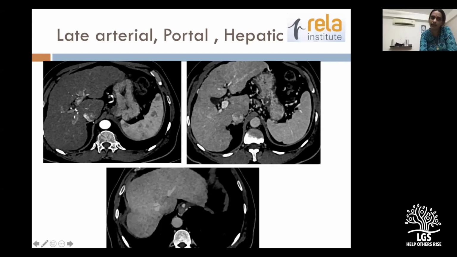Only then will any hypervascular lesions stand up against the non-enhancing background liver parenchyma. So that is the late arterial phase. Next is the portal venous phase.